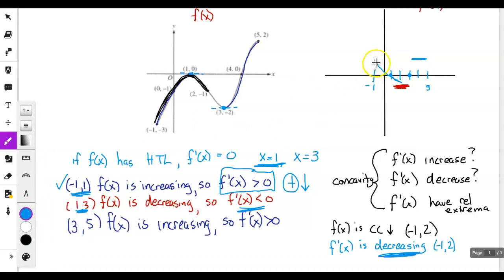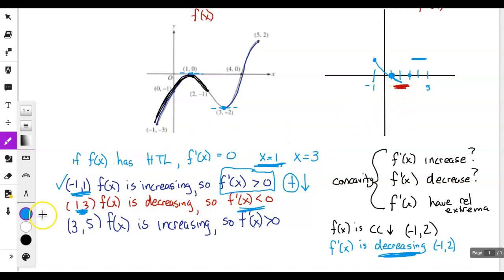From -1 until 1, my derivative needs to be positive, but on that interval, it also has to decrease. Then at 1, my derivative needs to be 0, and then I still need to decrease from 1 to 2, which is what I'm doing right there. And because of this, from 1 to 2, my derivative graph has to be negative. So that's what's happening there.